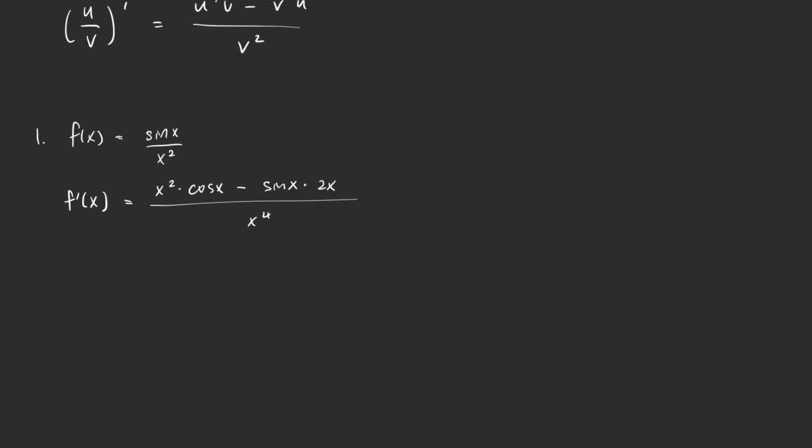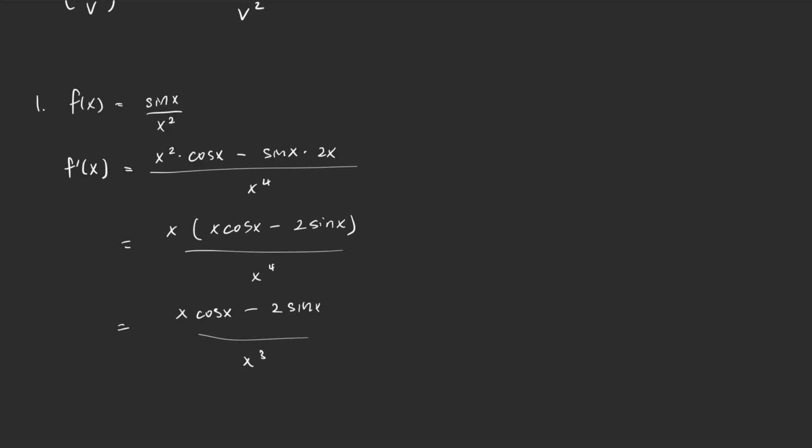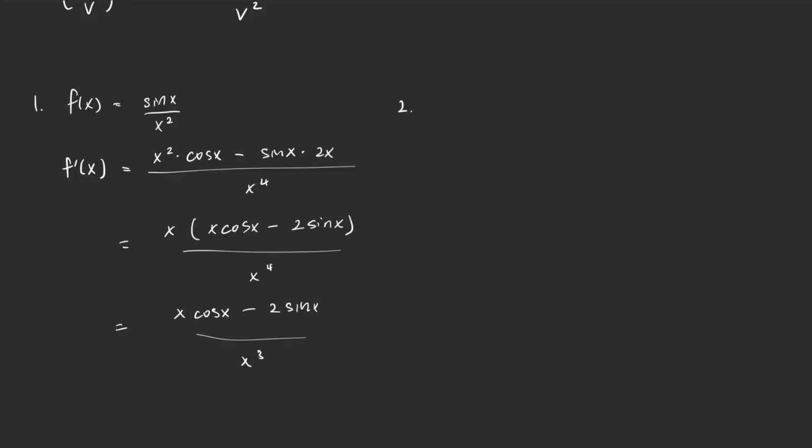And let's see, can we really do much about this? Yeah, well, we can take x common. We have x cosine x minus 2 sine x over x to the fourth, which is x cosine x minus 2 sine x over x cubed. And that is an example of the quotient rule. And just before I forget about it, let's verify it again. Let's see that it's true.